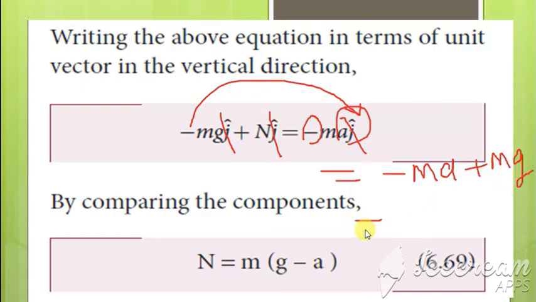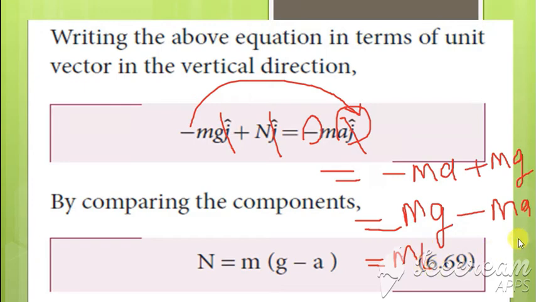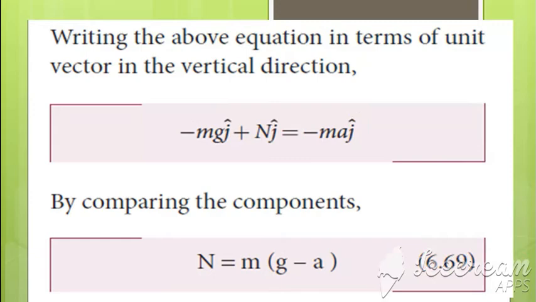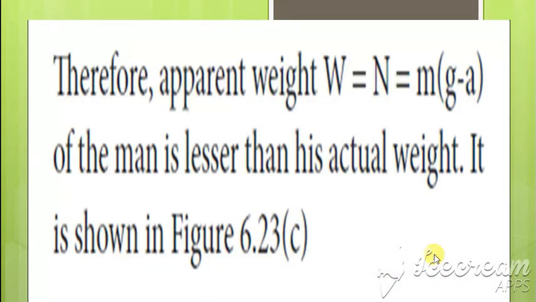Now taking the m outside, if you just rearrange it first, this can be written as mg minus ma. Now take m outside. So we get m into g minus a. So this is the equation which you are writing here. So N is equal to m into g minus a. So what can we say from this? We can say that the apparent weight is less than the actual weight.